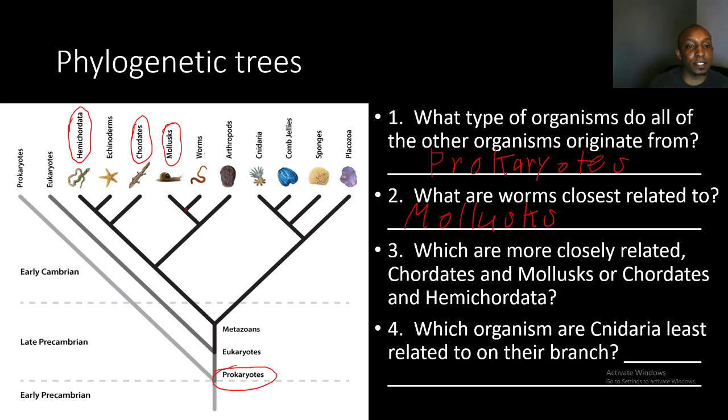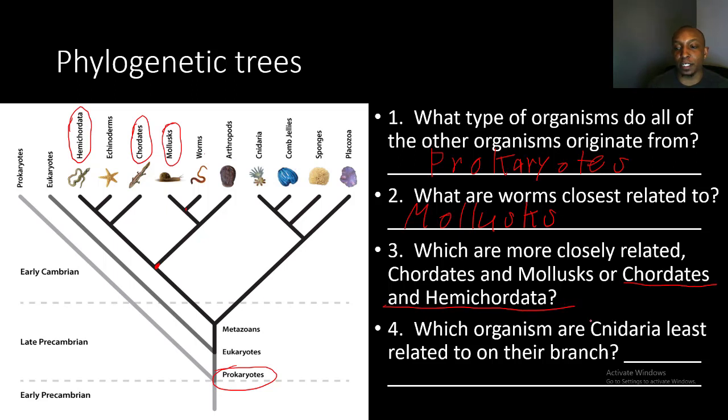And if you notice, even though the chordates and mollusks may appear to be closer right here, look right here, the chordates and mollusks branch off on different branches. So the mollusks are over here, the chordates are over here. And if you notice, the hemichordata are actually on the same branch as the chordates. So which are more closely related? That would be the chordates and the hemichordata.